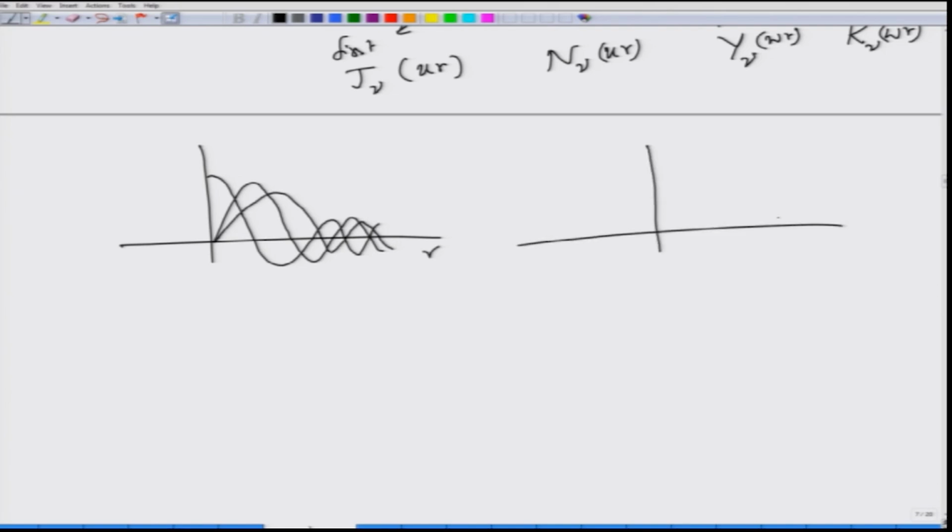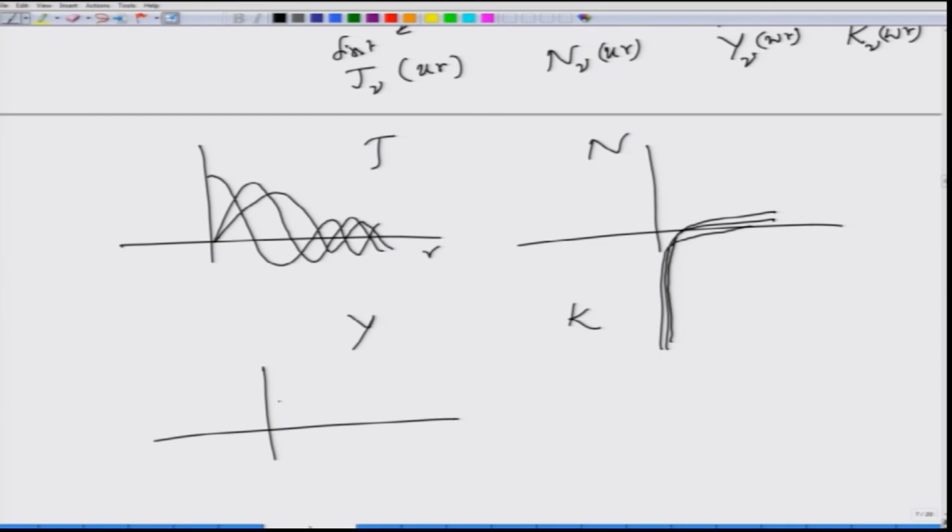And then if you look at n, that is the Bessel function of the second kind, but with n, you will see that these are all going towards minus infinity at r equal to 0. Then the other solutions, namely y and k, the solutions for y will go as exponentially decaying solutions. So these are the solutions, and then for k you have exponentially increasing solutions, okay.